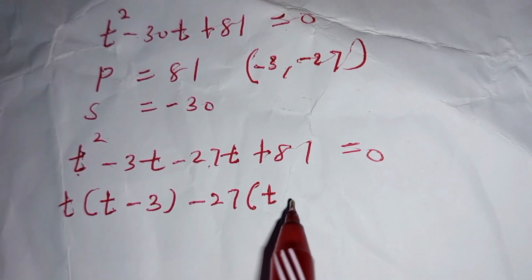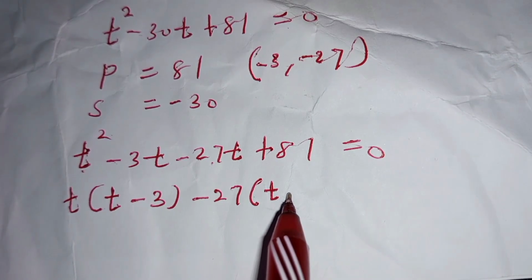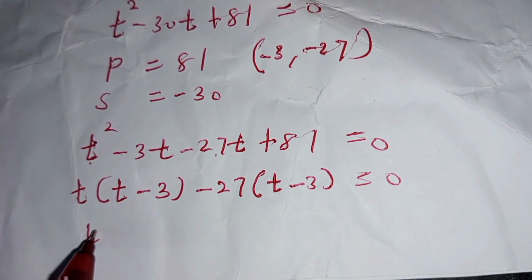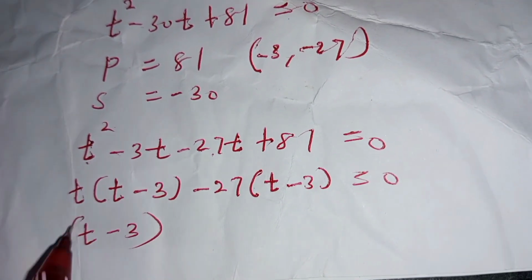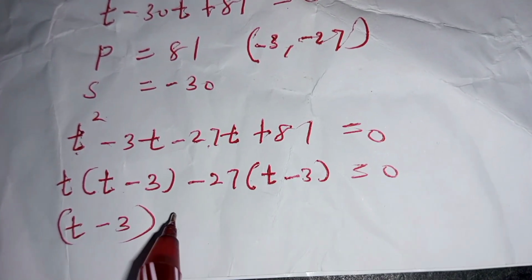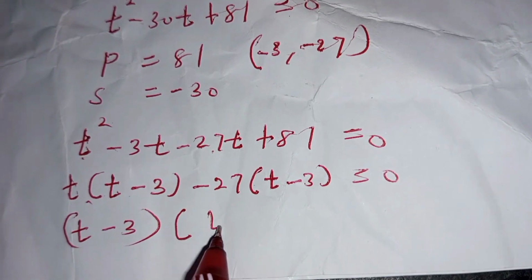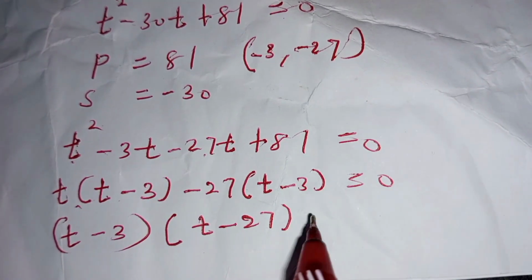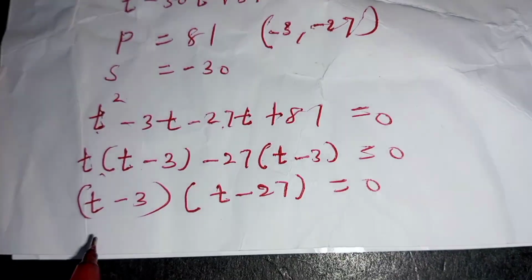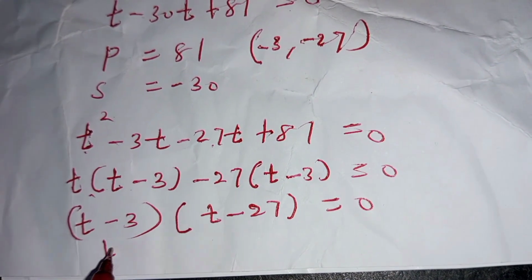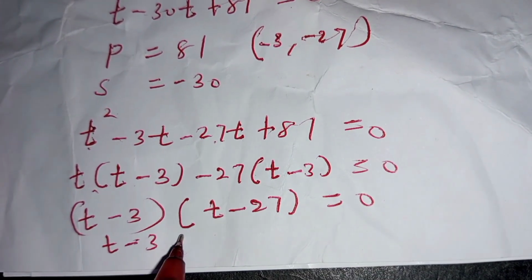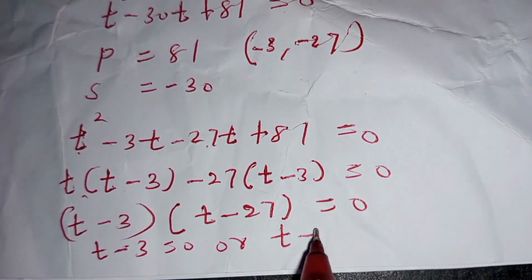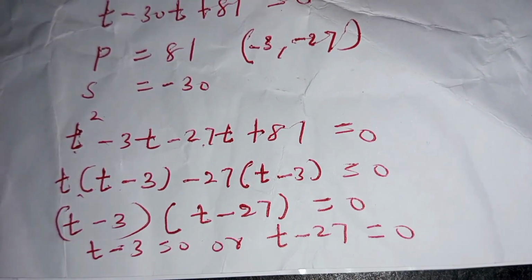Positive 81 divided by negative 27 is negative 3, which is equal to 0. So t minus 3, factorizing, t minus 3 is common. Here we are left with t minus 27, negative minus 27, which is equal to 0. So two possibilities: either t minus 3 is equal to 0, or t minus negative 27 is equal to 0.